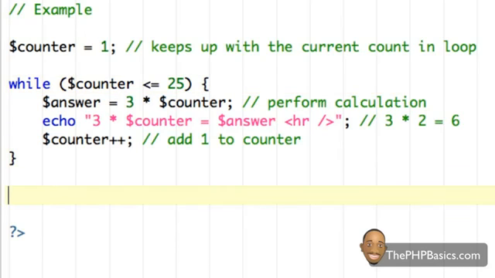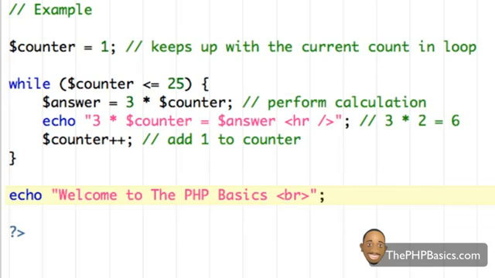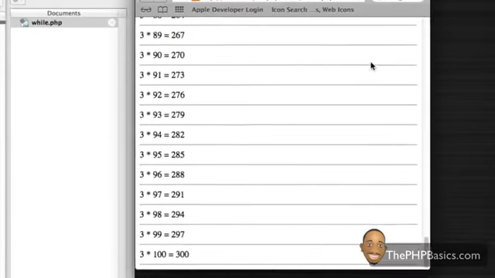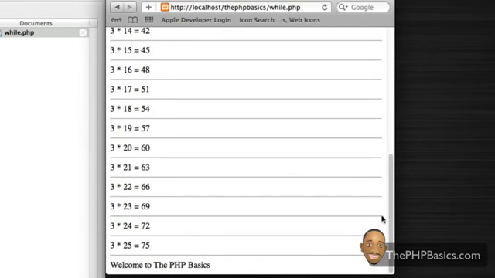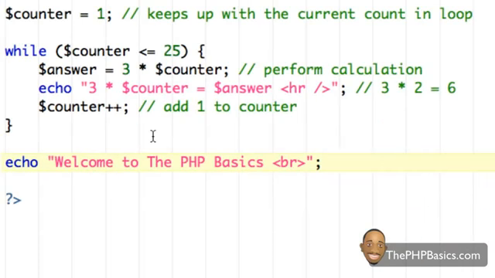And then after the while loop, I'm going to say echo, welcome to the PHP basics. All right, and let's put a line break there. I'm going to hit save, refresh my browser. And as you can see, as soon as the counter equaled 25, we exited that while loop, and then we just echoed, or we executed, the rest of the code in this file. So hopefully now you're starting to understand how the while loop works.